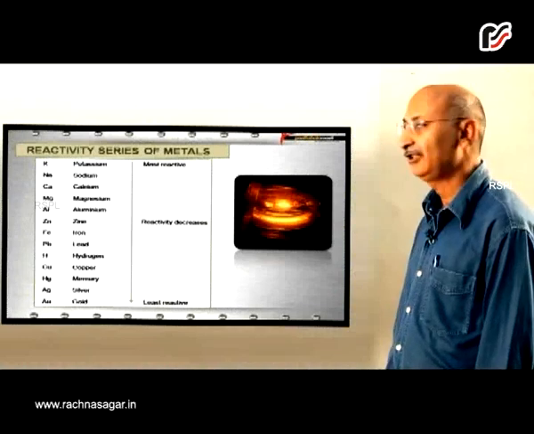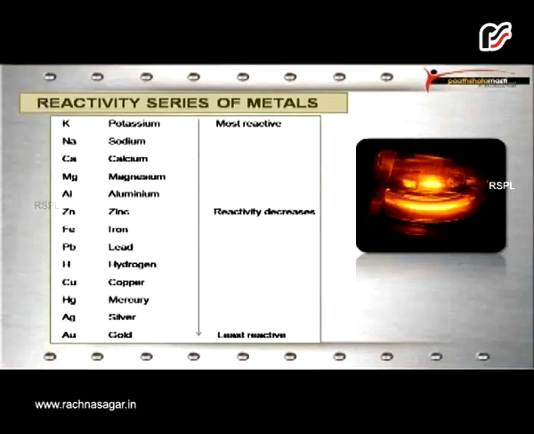This is the reactivity series of metals. The reactivity series is the series of metals in which the most reactive metal is at the top and the least reactive metal is at the bottom. The most reactive metal in the reactivity series is potassium. Potassium is followed by sodium, calcium, magnesium, aluminium, zinc, iron, lead.